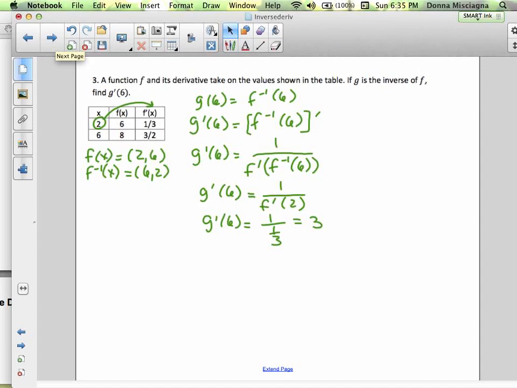I think the trickiest thing is not so much how to find the derivative, it's which point to plug in. To me, that gets a little tricky, mixing up my x's and y's. So hopefully, just take your time when you're doing these.